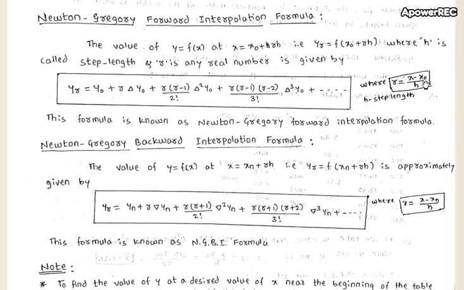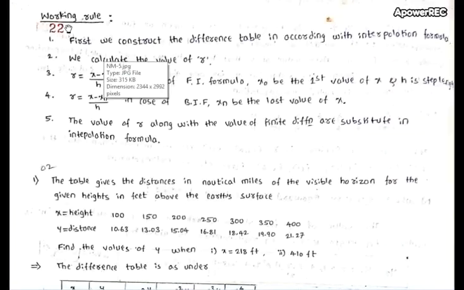So x naught is the initial value, xn is the end value. Working rule: First, we construct the difference table according to the given x and f of x values. Second, calculate the r value with the help of the r formula for the forward and backward interpolation formulas. Then substitute the tabular values along with the r value in the forward or backward difference formula. So you'll get the value of y here.